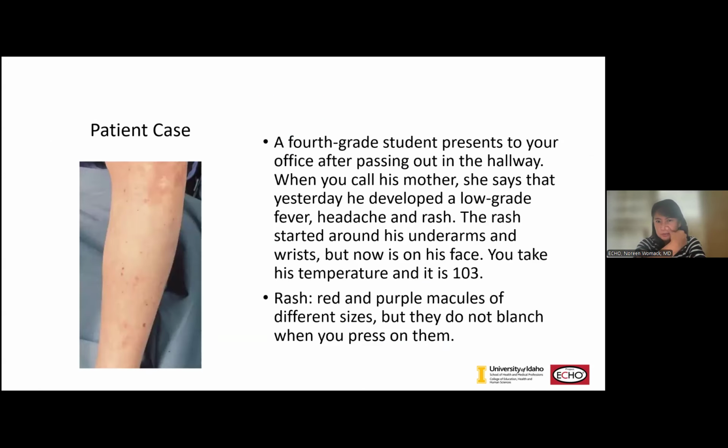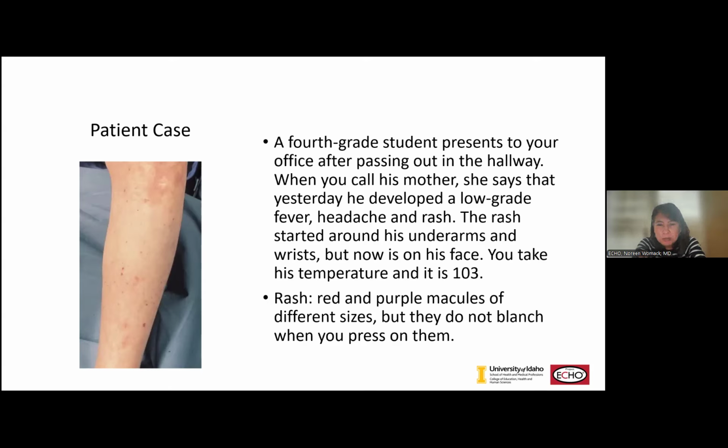So this case is a fourth grader who passed out in the hallway, which is why they're brought to you. When you call home to let the mom know what happened, she says that he developed a low-grade fever, headache, and rash the day before. She says the rash started under his arms and on his wrists, but you notice it on his face. Temperature is 103. He does not look well.